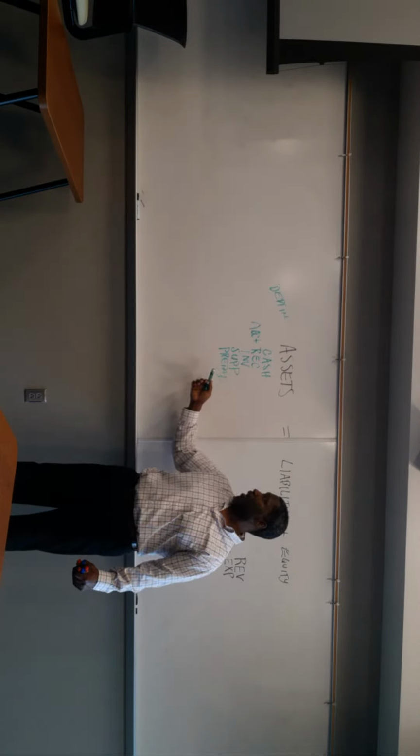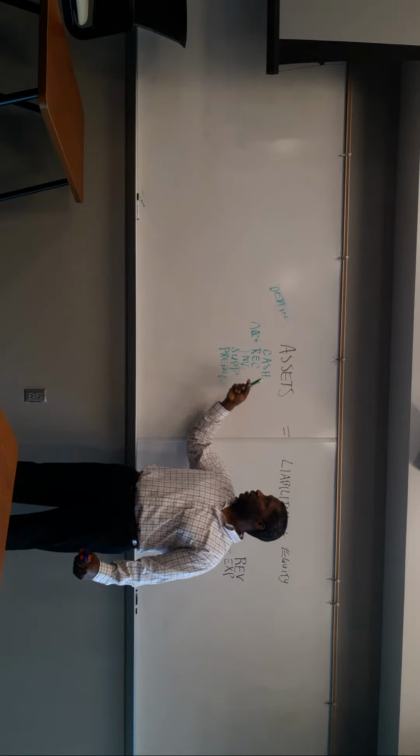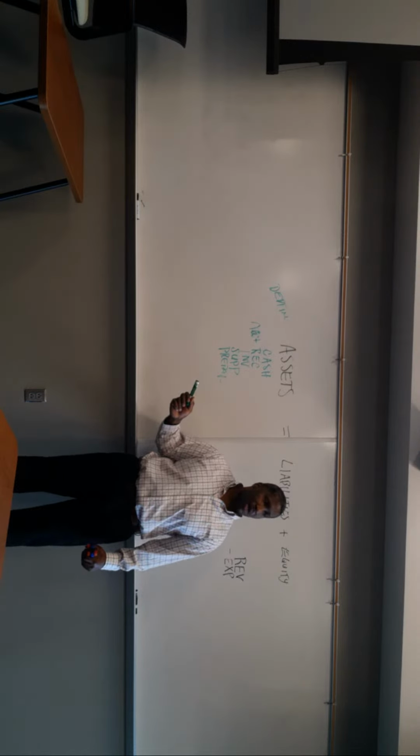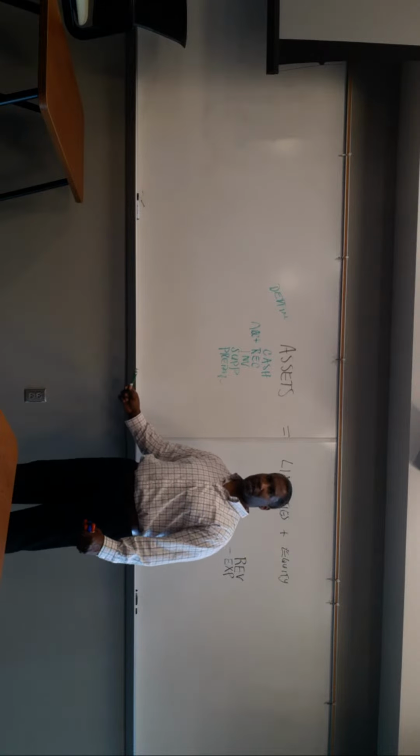Okay? And then prepaid, that means you paid up something in advance. Something we'll get to a little bit later on. Current assets must always be in order of liquidity, in this order, okay? And of course, later on we have equipment and patents and copyright and stuff like that.